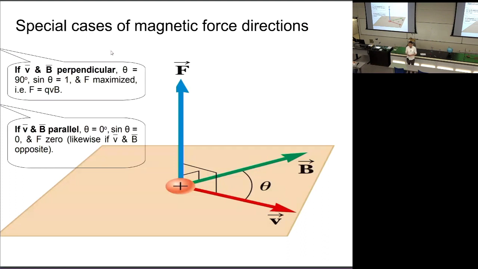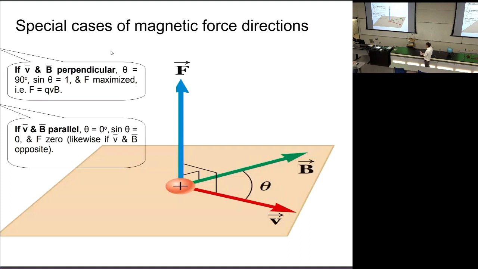I mention it because often we end up dealing with motion that's perpendicular to the field. So often when you solve a problem, you'll be working with F equals QVB. But we should remember it is a special case, of when the motion and the field are at right angles to one another.